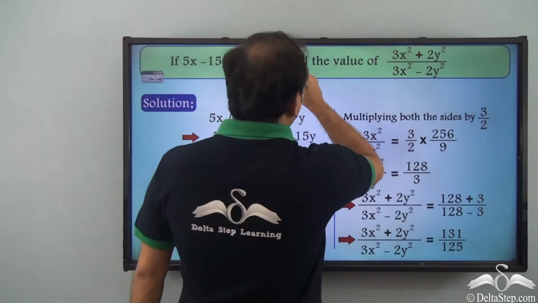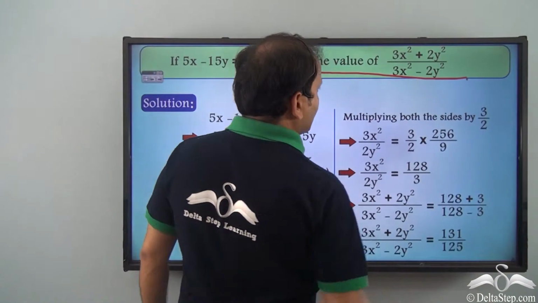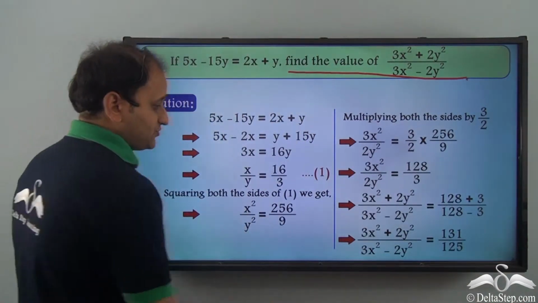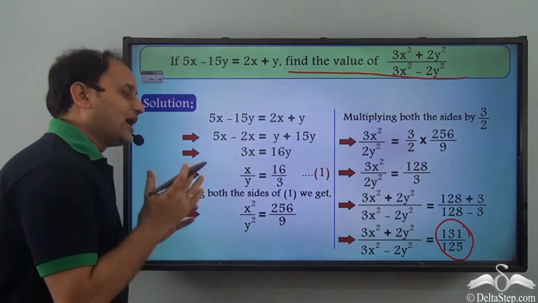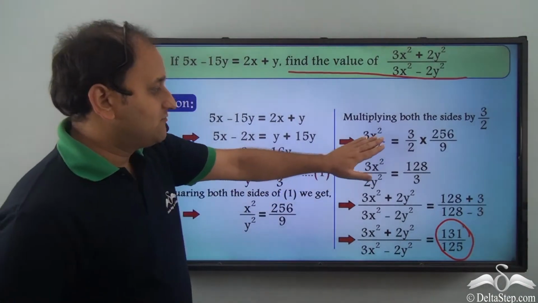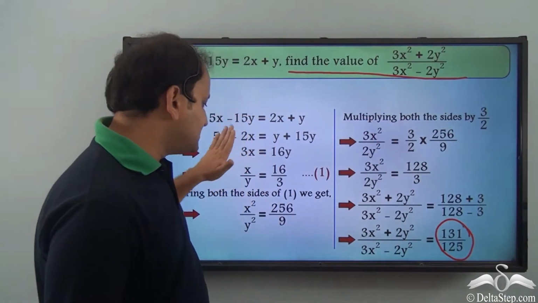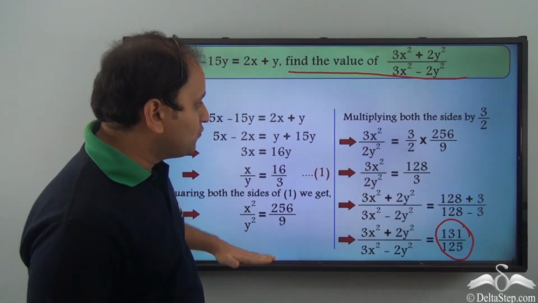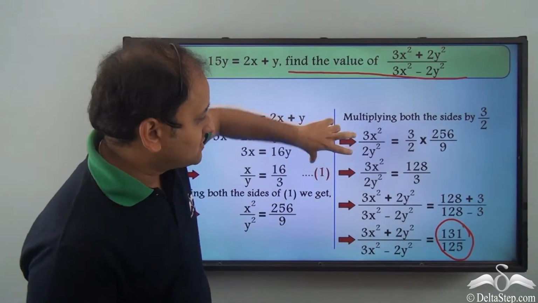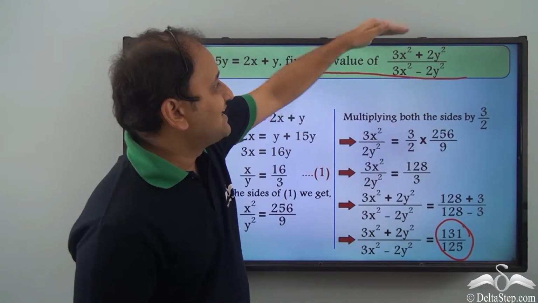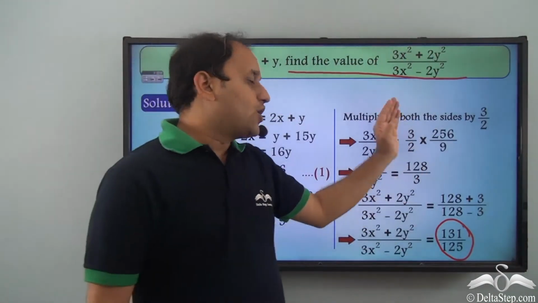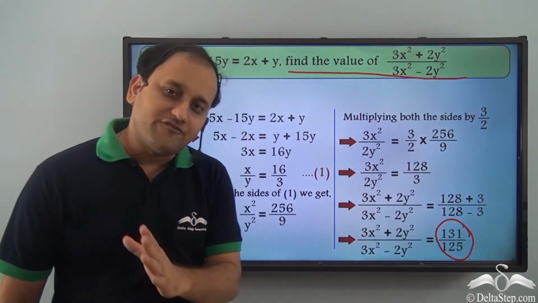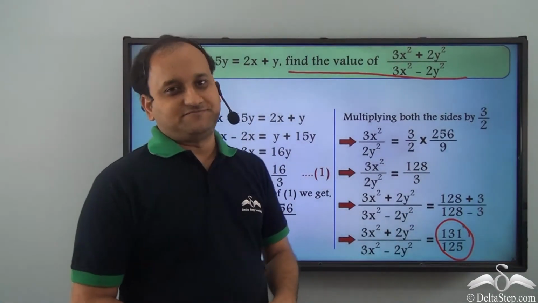So we needed the value of this particular expression here, and we were able to get the value. And how did we do it? By first of all simplifying this equation, and slowly we moved on towards an expression which is exactly this. For that we also applied the componendo dividendo property of ratio and proportion.